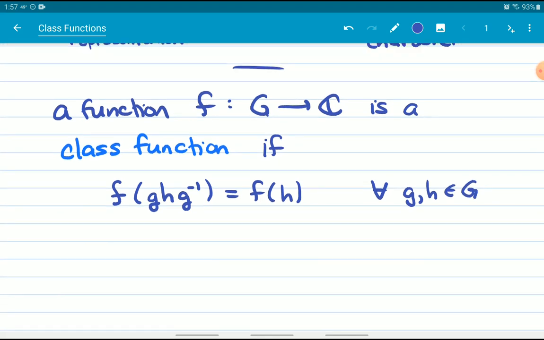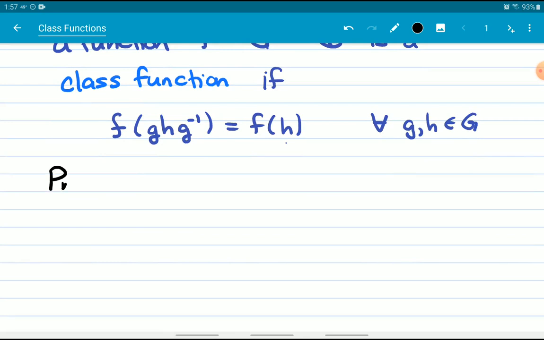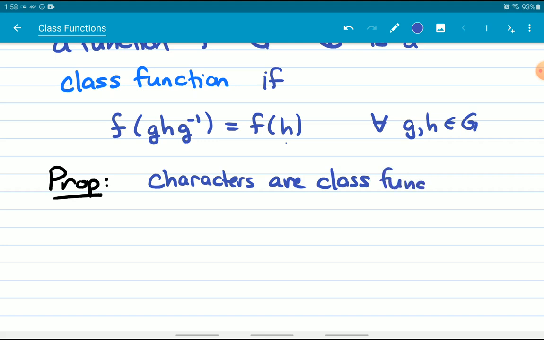In other words, it's a class function if the value on an element only depends on the conjugacy class of the element. If any two elements in the same conjugacy class give you the same value for that function, that's a class function. Anyway, the claim is characters of representations are in fact class functions. Why is this?